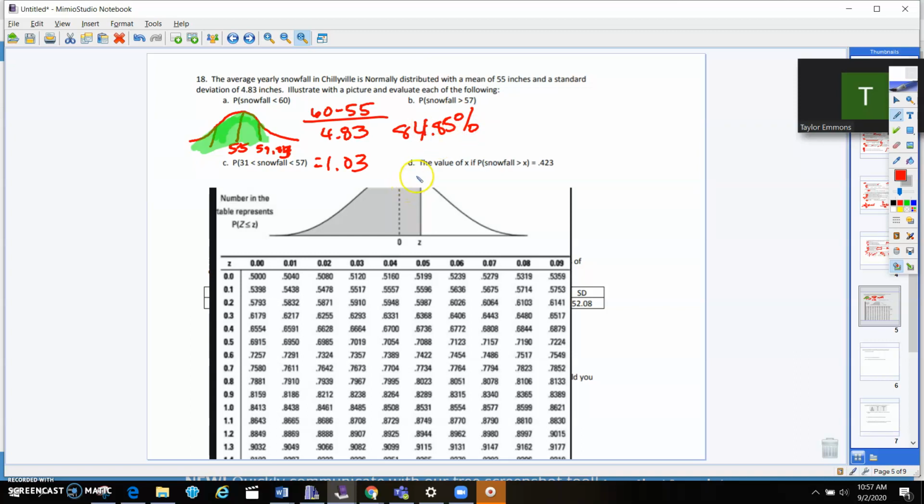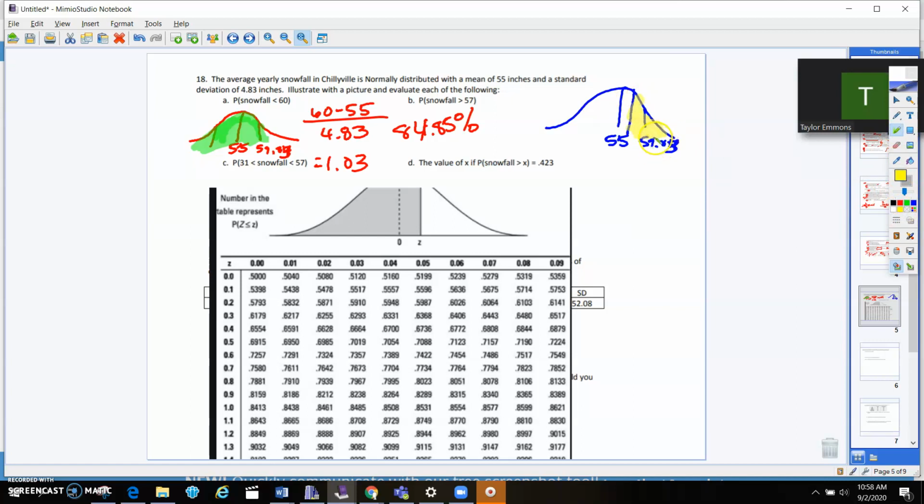All right, so now for this one over here, again, you're going to draw that picture. I'm going to do it in a different color. The mean's in the middle, that's 55. And then you want to do that first standard deviation, 59.83. And we want to go above 57. So from here, that's about 57 and over.